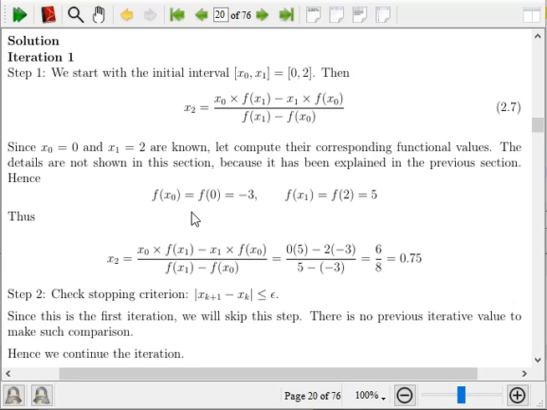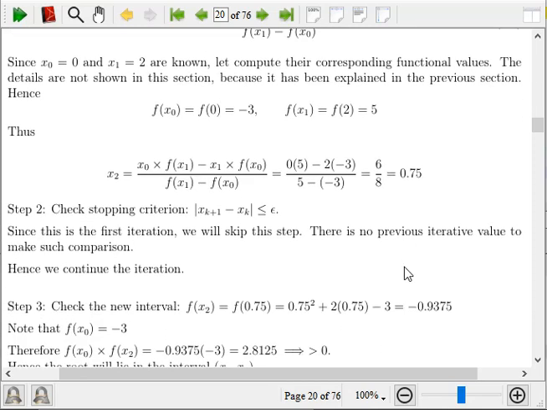As you can see, f of x0, that is x0 being 0, will give us -3, and f of x1 is the x = 2 case giving us 5. So we plug these values into this formula as you have here, and that is the substitution you can see here. We simplify and we get 0.75.